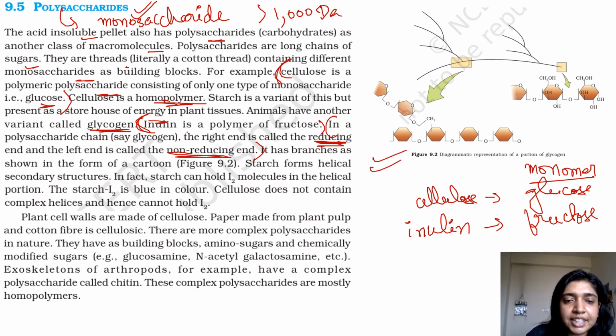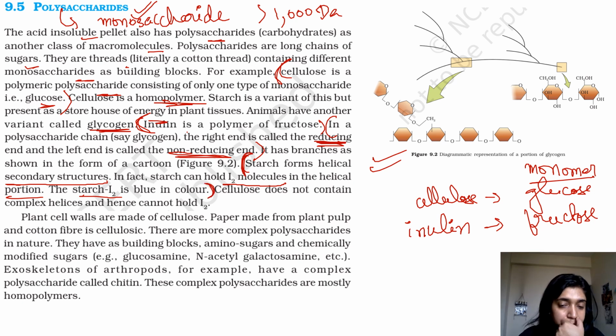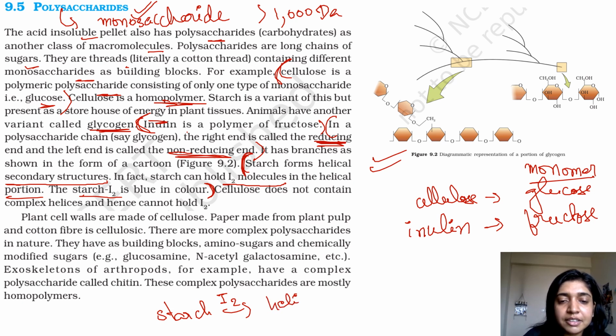Starch forms helical secondary structures. This is important, a question has come from this part. In fact, starch can hold iodine molecule in the helical portion. The starch iodine is blue in color. So starch gives you the blue color because of its helical nature, right? Starch can bind iodine because it is present in the helical secondary structure.